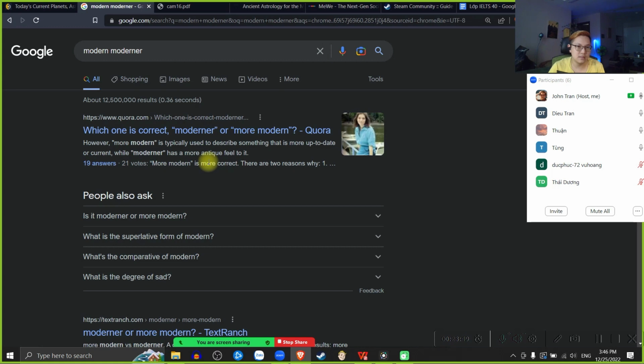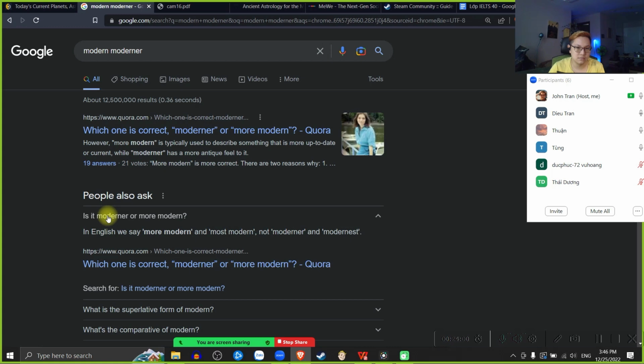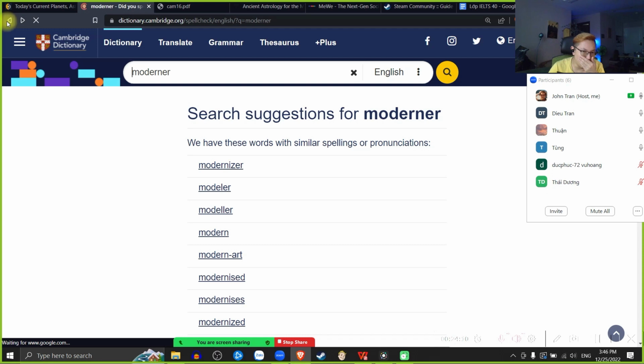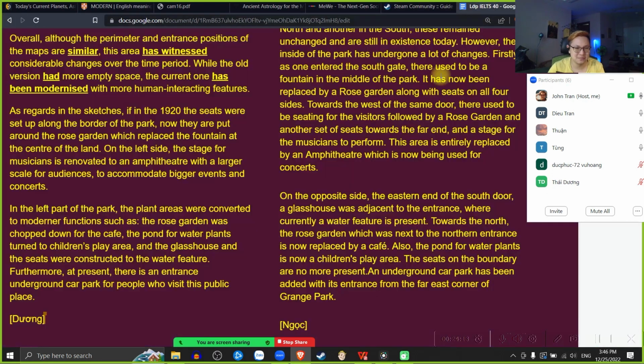The word moderner has a rather archaic meaning. More modern is more suitable; it describes something that is the latest or current. See, in English we say more modern and most modern, not moderner or modernest, you know. So, right.